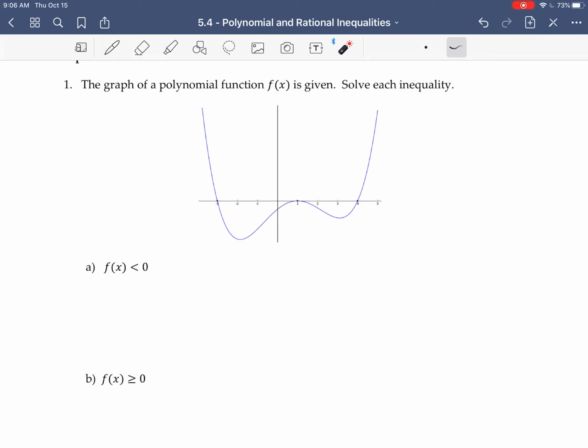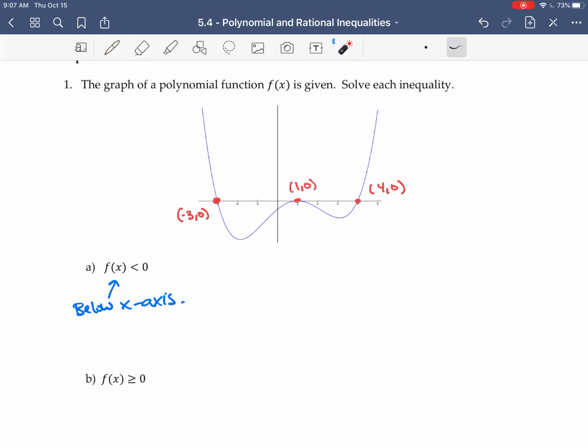Here we have this graph. It's a polynomial. It's an even polynomial because of the end behavior, goes both up. If we're looking for where f of x is less than 0, that means we want the function below the x-axis. Let's point out these points. The x-intercepts are (-3, 0), (1, 0), and (4, 0).